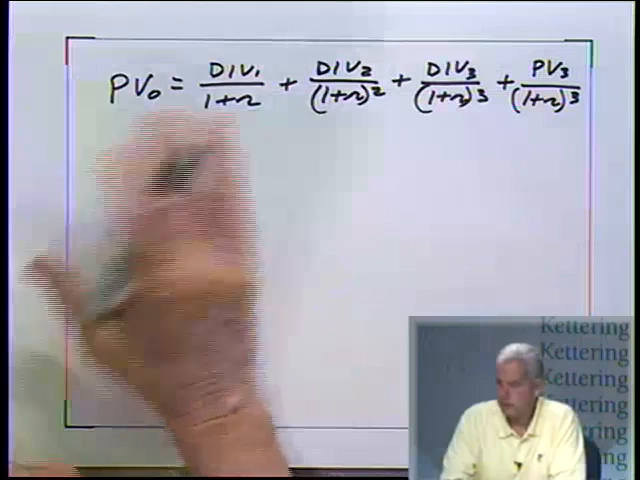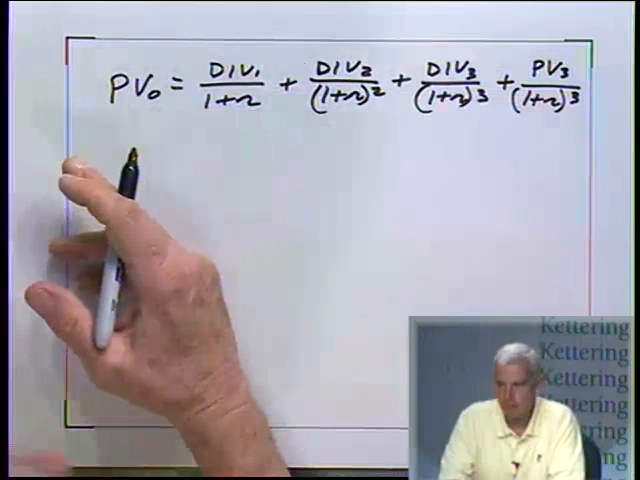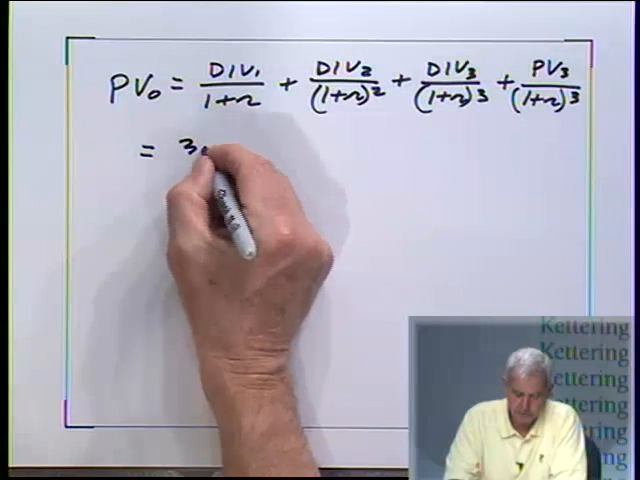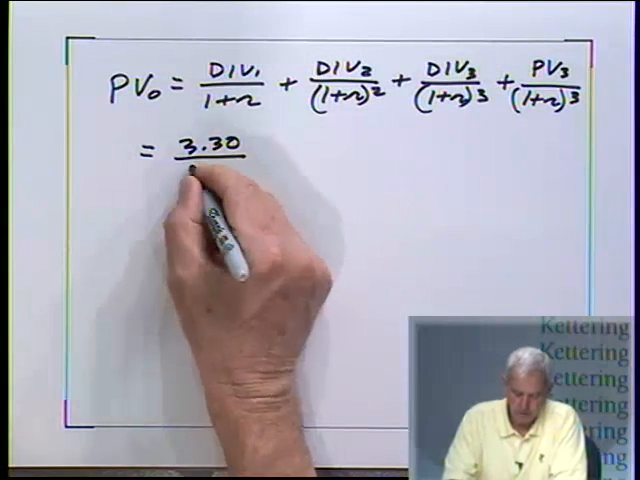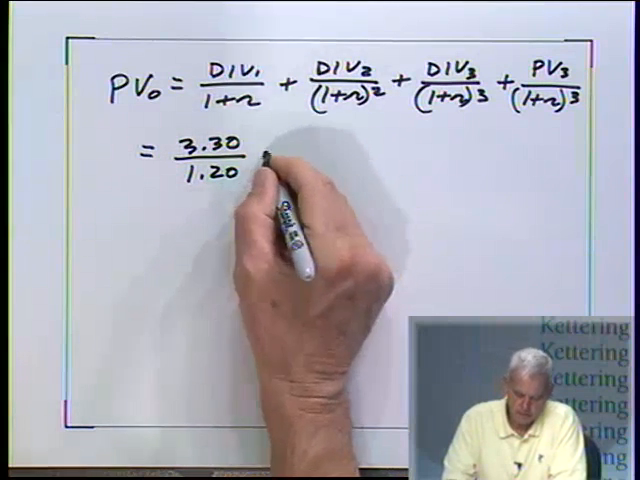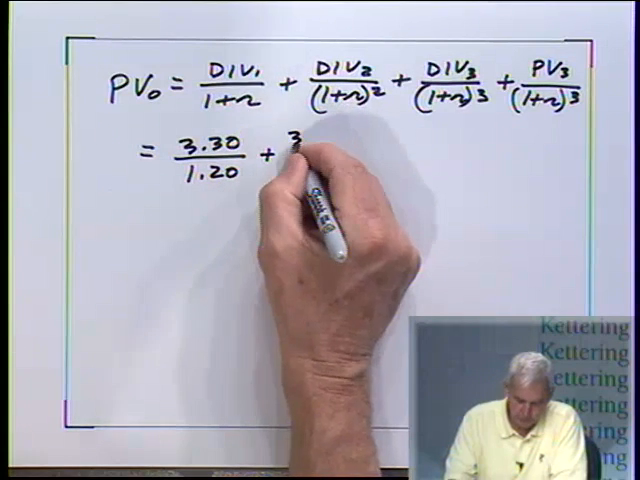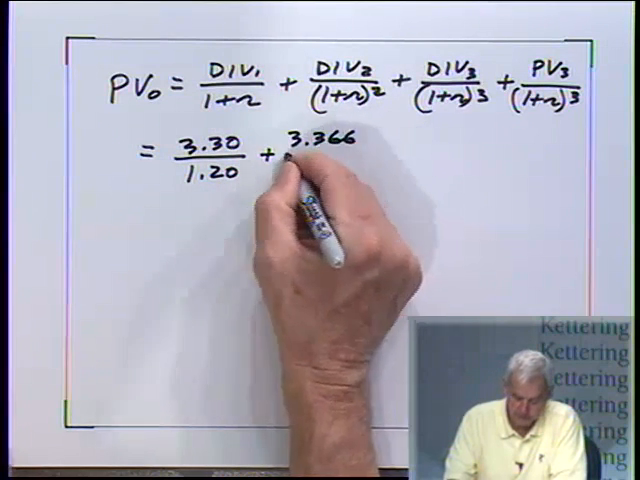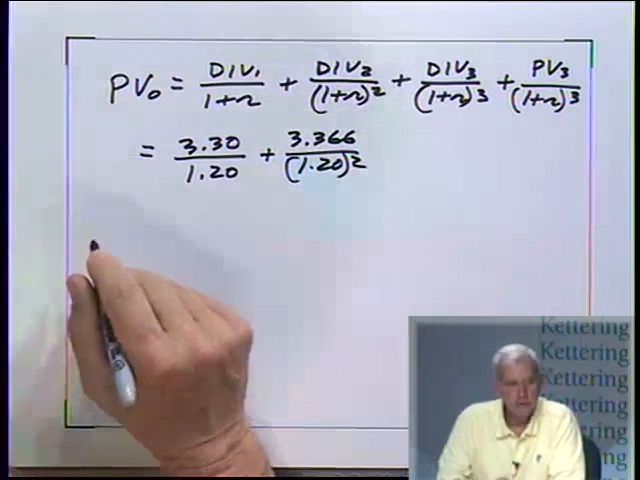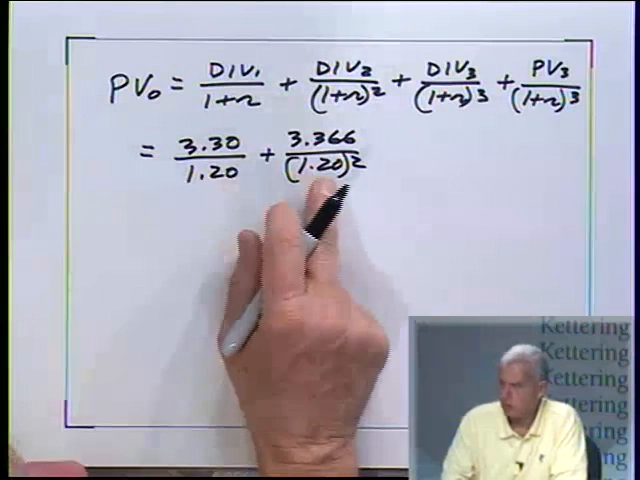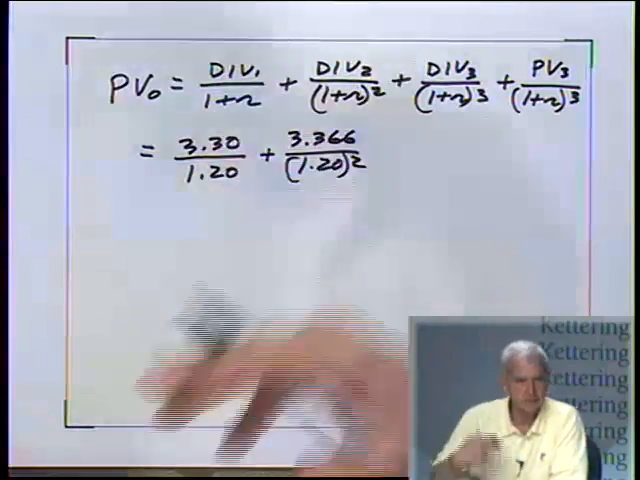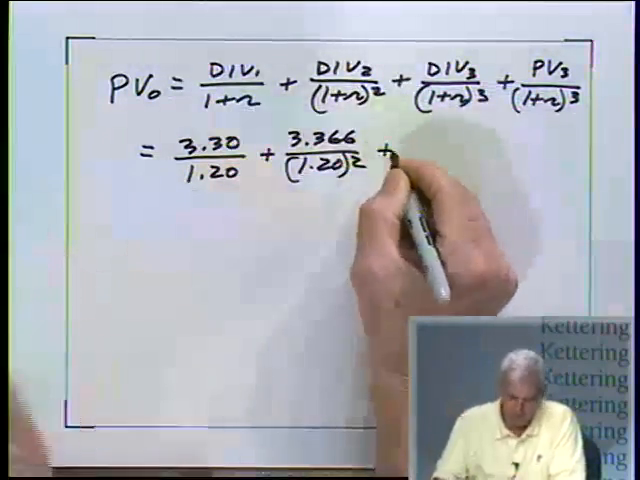Now, I'm going to plug in the numbers here just so, for those of you that insist on doing it the hard way. Div 1 was how much again? $3.30? And that's 1.20. R was 20%, wasn't it? And then it was 3.366 over 1.20 squared. And the engineers with their engineering calculators want to use the y to the x function right about now. And they plug in y to the x and then take the inverse. Okay. But I'll show you a much better way.